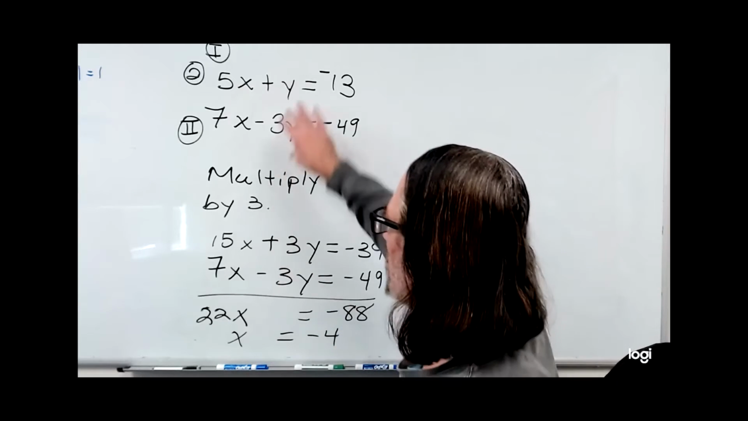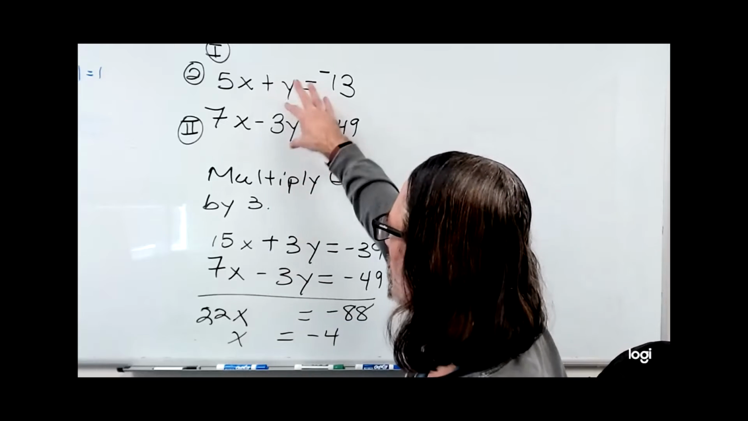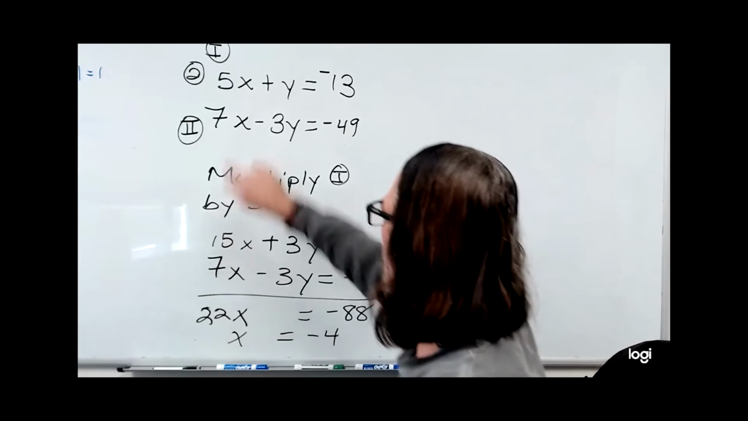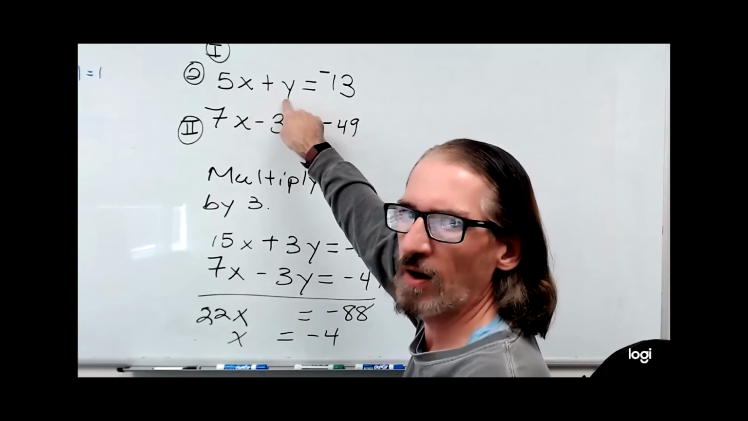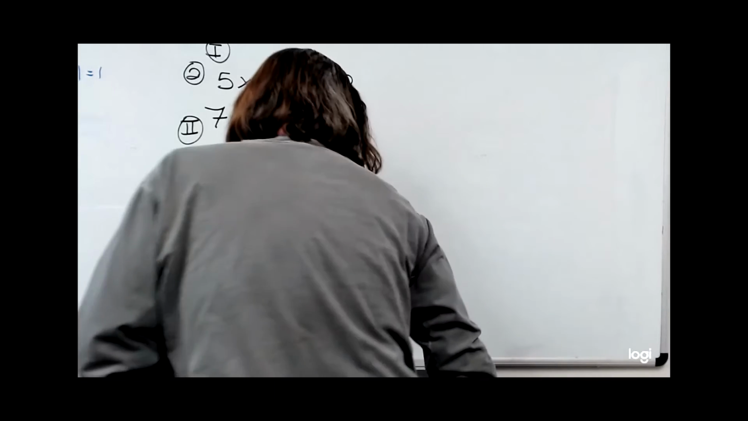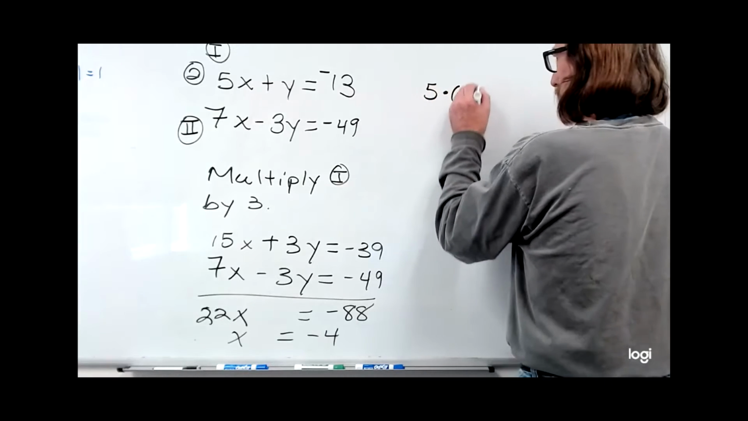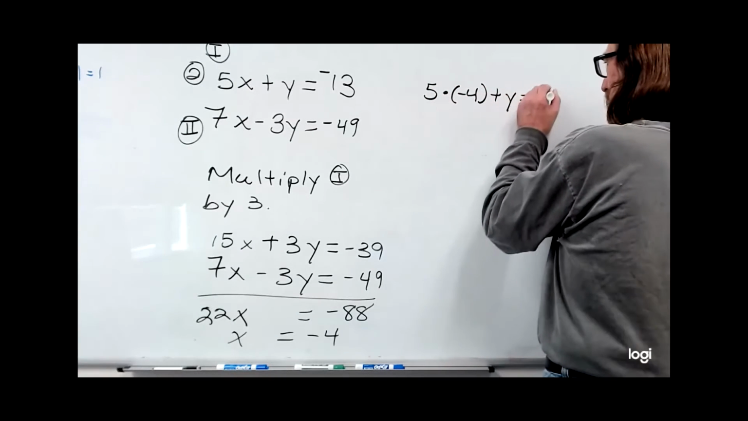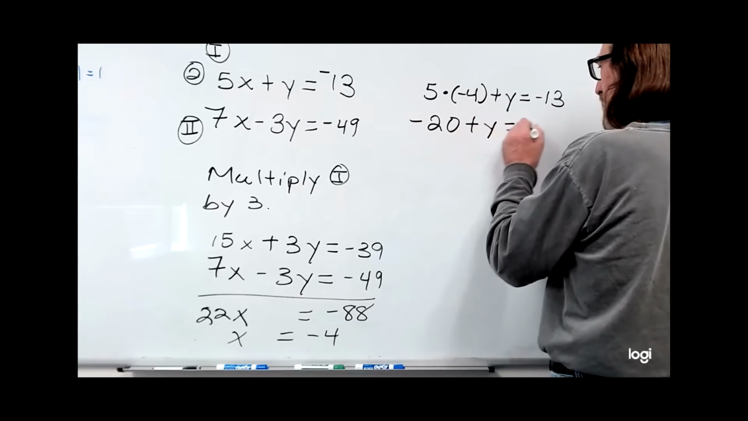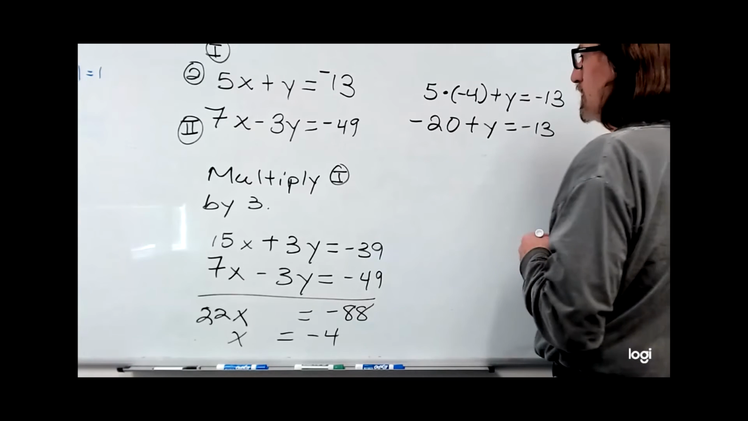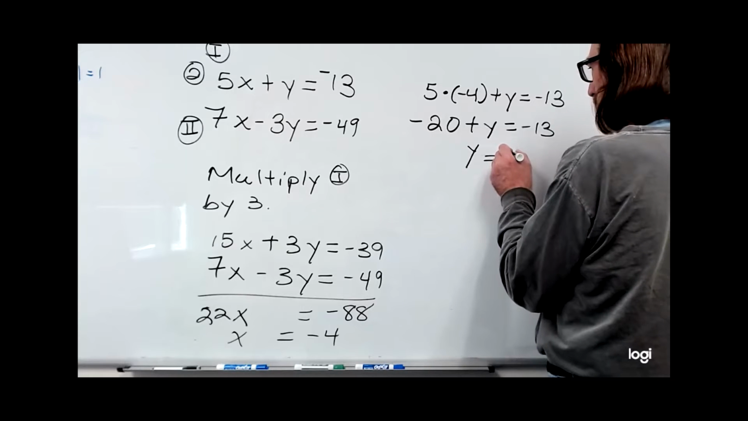Going back to the original equations, just in case I made a mistake here, I'm going to plug in negative 4 in one of the original versions. I've got a smaller number here for a coefficient and a nicer small coefficient on y as well. So 5 times negative 4 plus y equals negative 13. Gives me negative 20 plus y equals negative 13. Add the 20 to both sides. Negative 13 plus 20 is 7.